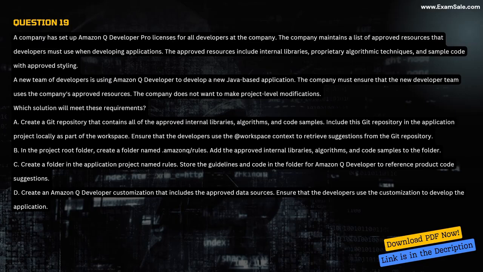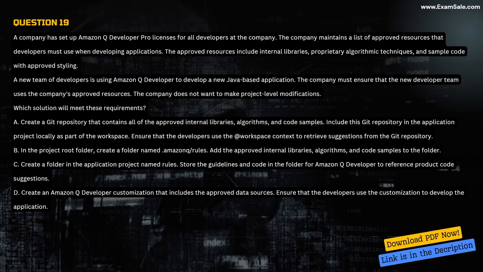C. Create a folder in the application project named rules. Store the guidelines and code in the folder for Amazon Q Developer to reference product code suggestions. D. Create an Amazon Q Developer customization that includes the approved data sources. Ensure that the developers use the customization to develop the application.